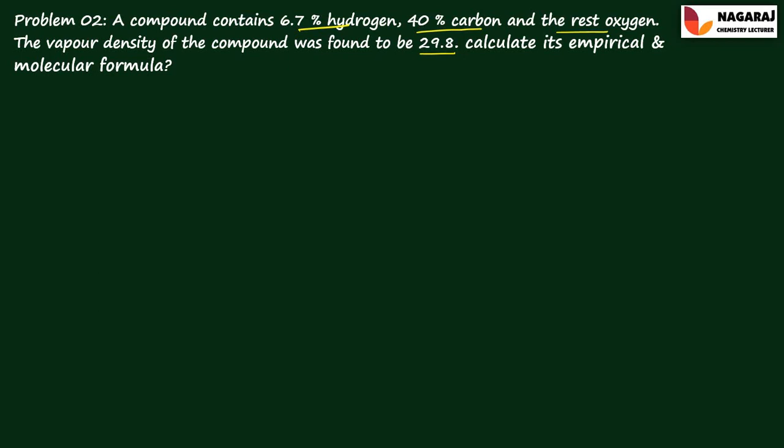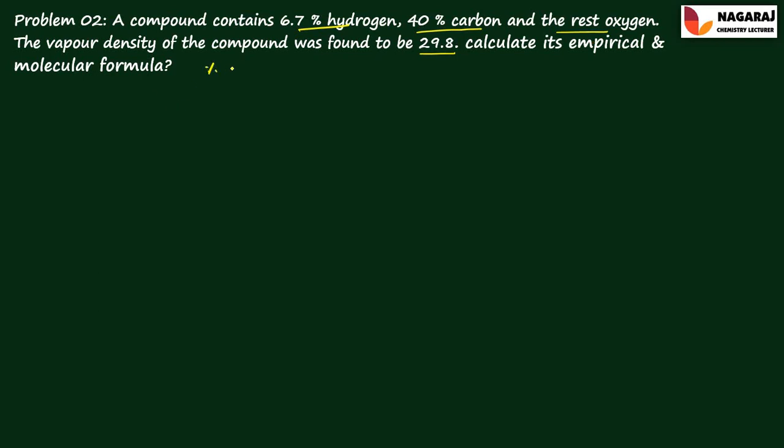Let us see how to calculate the empirical formula and molecular formula. So first we have to calculate the percentage of the oxygen, and then we have to calculate the molecular mass of the compound by using this vapor density, and then we have to calculate the empirical formula and molecular formula. Let us solve step by step. First, calculate the percentage of the oxygen.